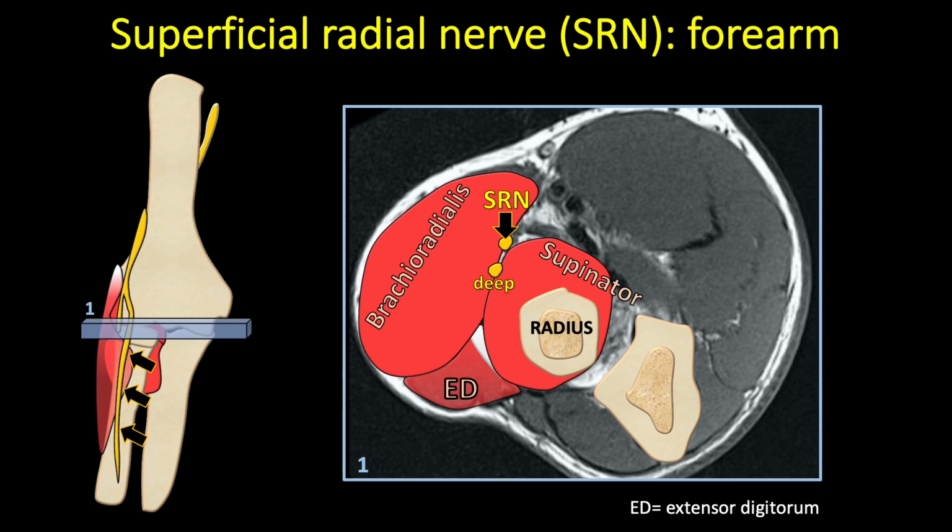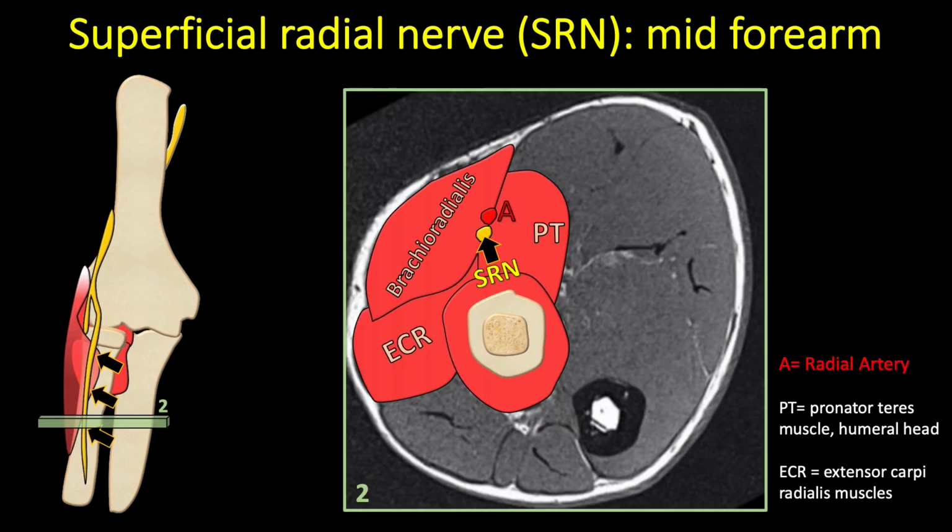Compared to the posterior interosseous nerve, the superficial radial nerve runs ventrally along the lateral border of the radius and below the brachioradialis muscle. These images show the point of the radial nerve branching. The course of the superficial radial nerve in the mid-forearm is depicted in this cross-sectional image in light green.